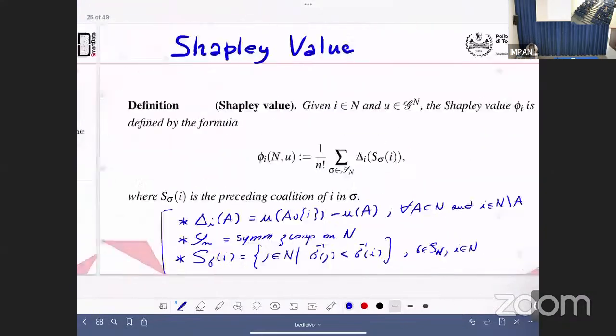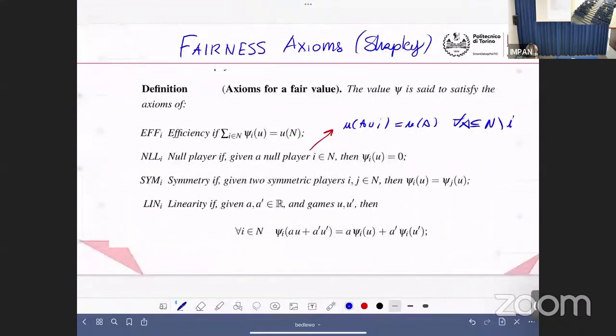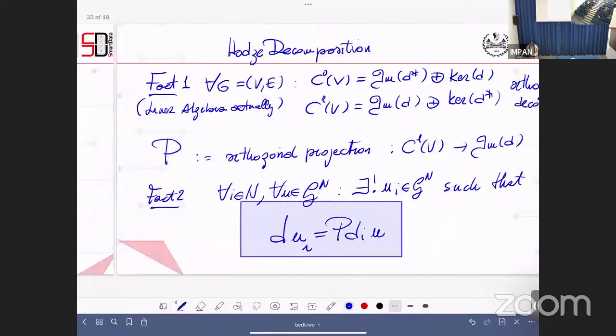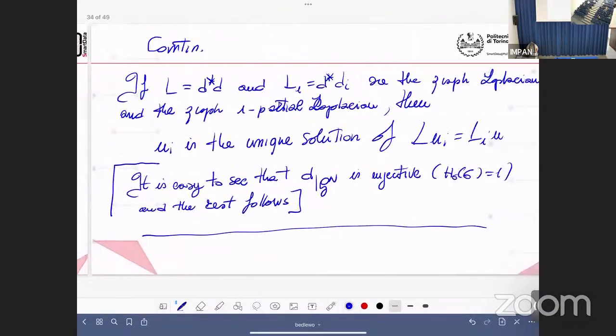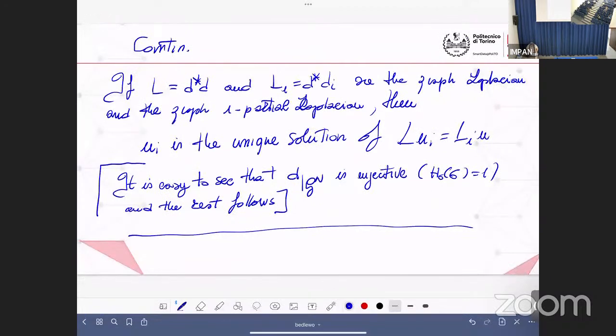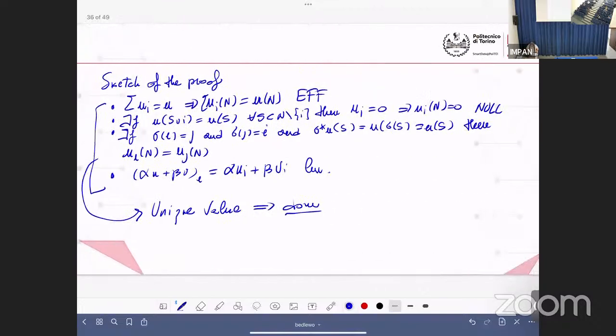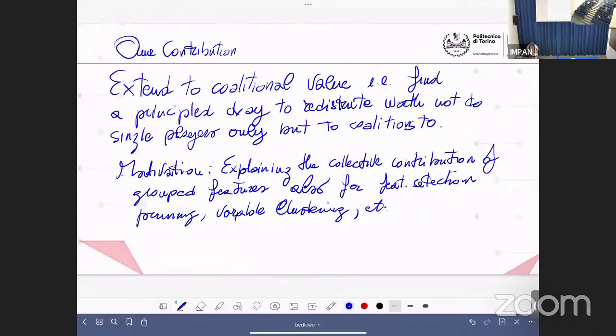So the key point is this, for us at least. There are various proposals for a coalitional Shapley value, but my purpose now is not to make a comparison, because it's not the purpose of this conference. We have done in this work some comparison with the other approaches to construct a coalitional value.